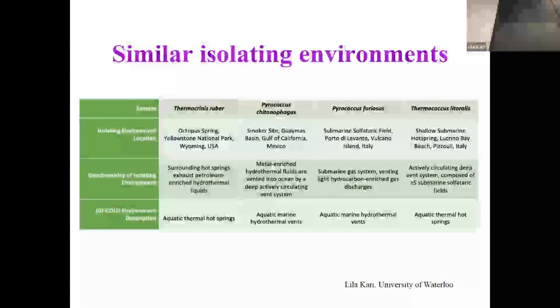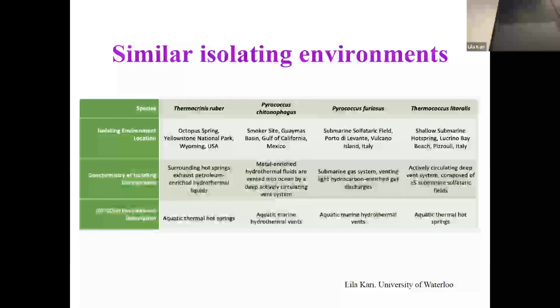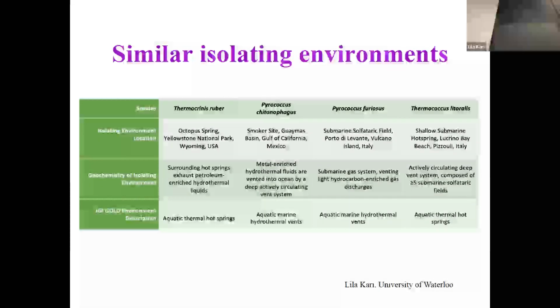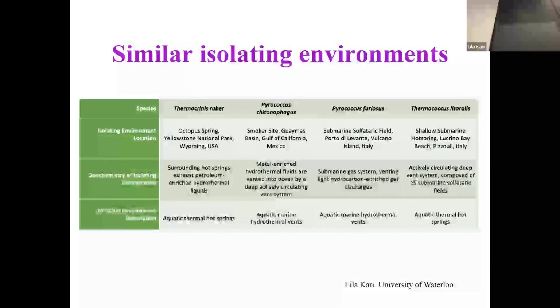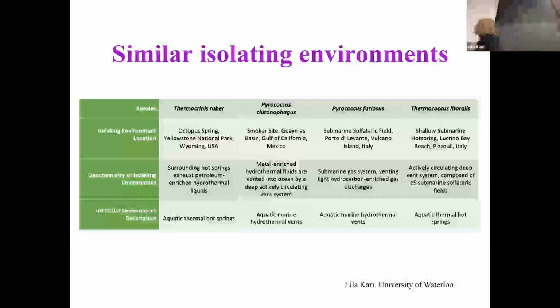So then we look, well, how are they alike? Why are they grouped together? And here it is, this is the JGI GOLD environment description. All of them are either aquatic thermal hot springs or hydrothermal vents. So this is the common thing that belongs to all of them.